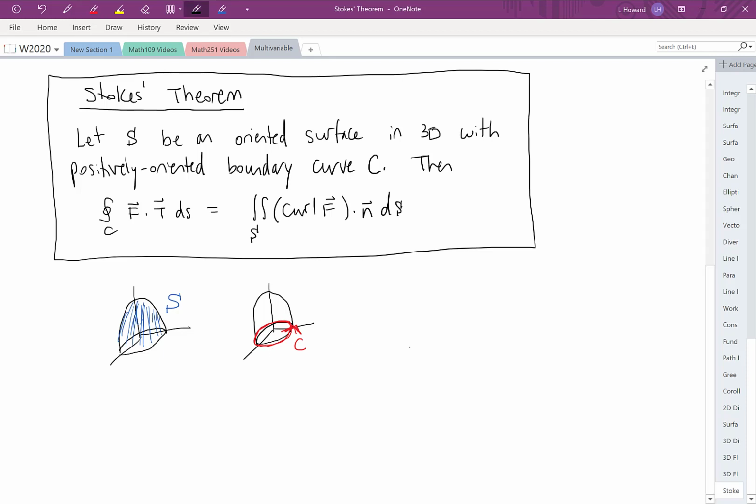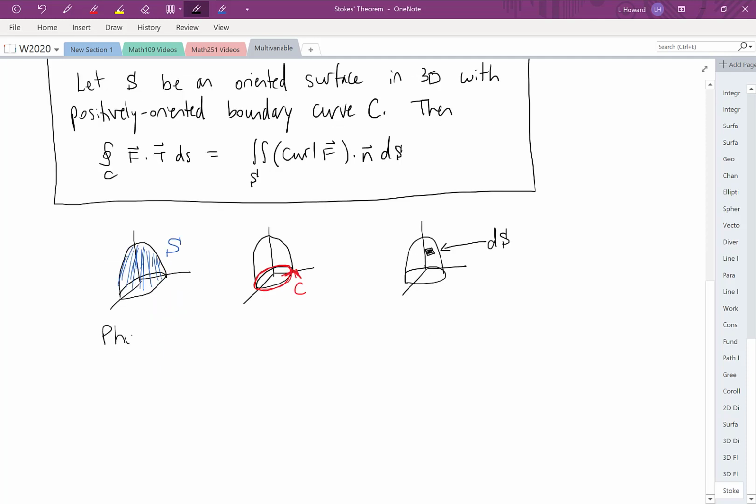And before we get into the physical interpretation of Stokes' theorem, I think I'll just remind us here what dS represents. That's the element of surface area. Geometrically, that just represents a tiny patch of surface area. So it's a tiny little bit, infinitesimal area on our surface.